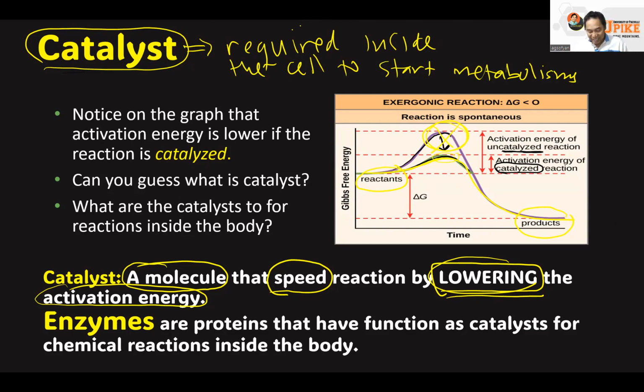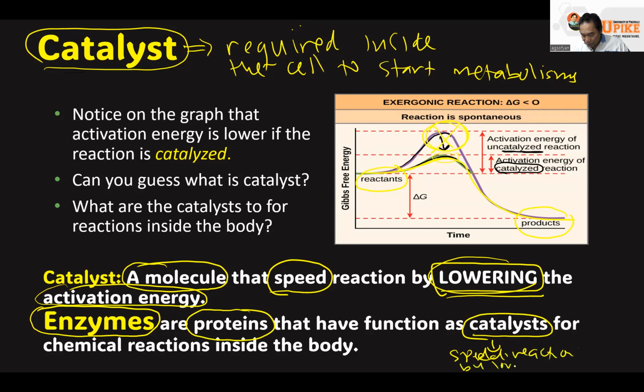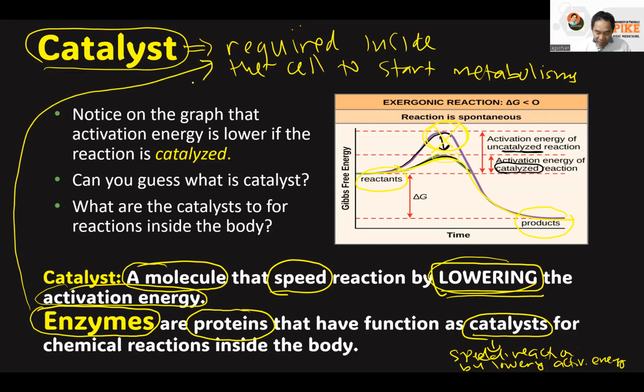So we need catalyst. And the catalyst in our cell is known as enzyme. So enzyme is a catalyst. 99% of enzymes are actually proteins. So enzymes are proteins that have a function as catalyst, which is molecules that speed up reaction by lowering activation energy. Okay, again, from this definition, then we know that enzyme is required.